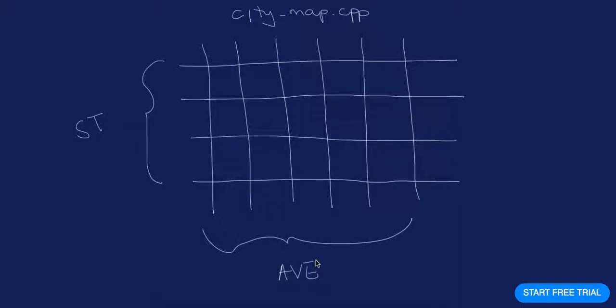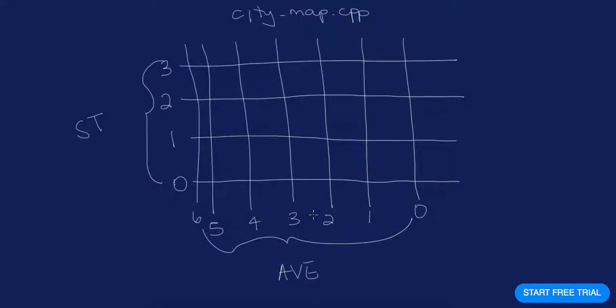Second bullet point, streets and avenues are numbered consecutively upward starting at 0. And the third bullet point, by convention, streets will ascend south to north and avenues will ascend east to west. So let's take a look at streets. Streets will ascend south to north. Avenues will ascend east to west. I'll do one more for kicks. Right here.